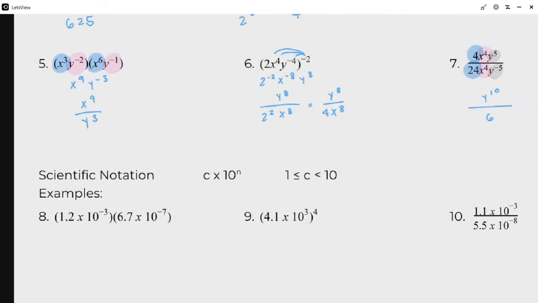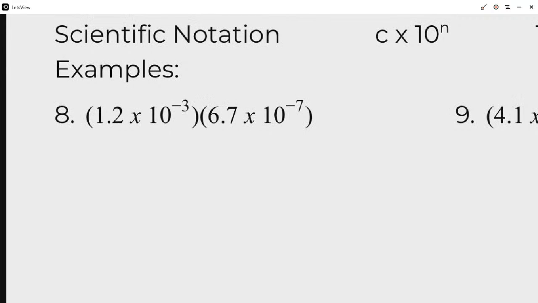So for the first one here, we have 1.2 times 10 to the negative 3 times 6.7 times 10 to the negative 7. So I'm going to multiply the numbers first, and when you multiply those, you'll get 8.04. And then next, I'm going to multiply the tens. So 10 to the negative 3 times 10 to the negative 7 will be 10 to the negative 10 because we're adding the exponents. And 8.04 is in scientific notation, so this would be our final answer.